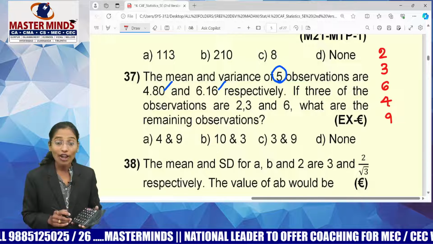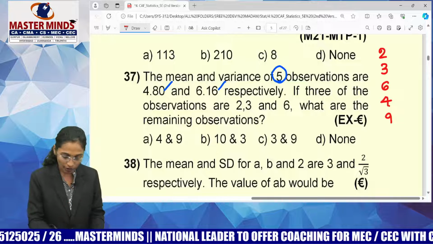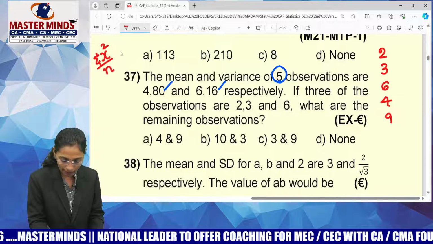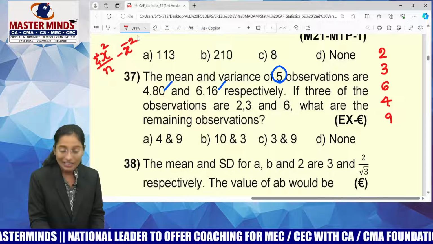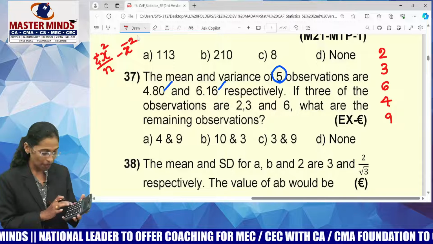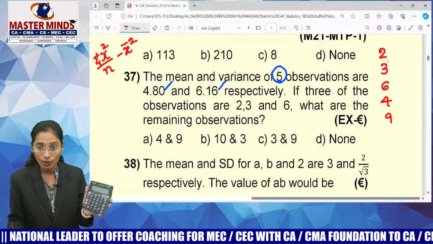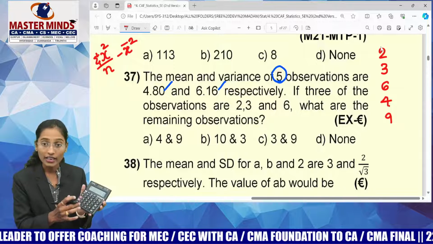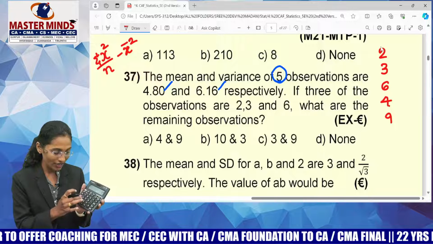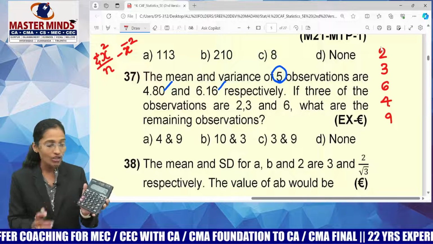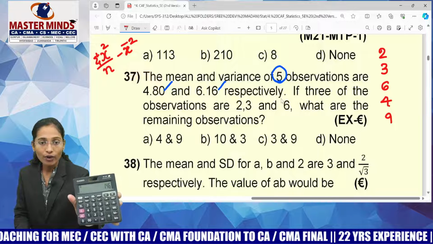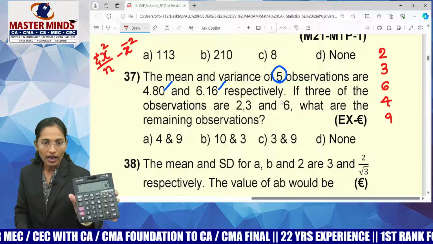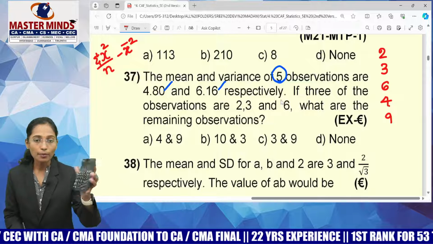That is verified. Now I have to calculate the variance too. What is the formula for variance? Let me write down this formula: summation x square by n minus x bar square. Let us directly do this with the help of our calculator. Summation x square: 2 square is 4, 3 square is 9, 6 square is 36, 4 square is 16, 9 square is 81. So summation x square is 146, divided by n, which is 5. 146 by 5 is 29.2.